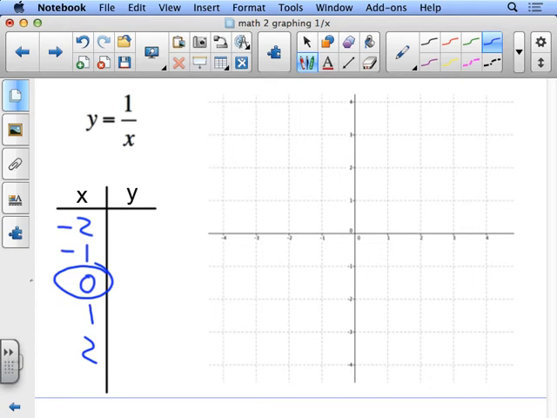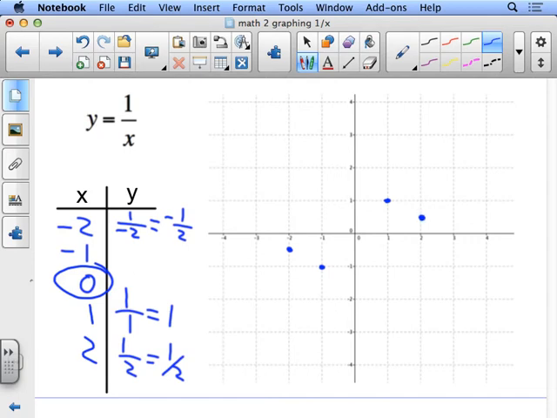So if we plug in -2, we get 1 over, and instead of x we replace it with -2, we get -1/2. In other words, when we plug in x equals -2, we go down 1/2. I plug in -1, well, I'm going to get -1. Okay? I plug in 1 over 1 equals 1. So as x equals 1, I'm going to get +1. When I plug in 2, I'm going to get 1/2. So x equals 2, y equals 1/2.